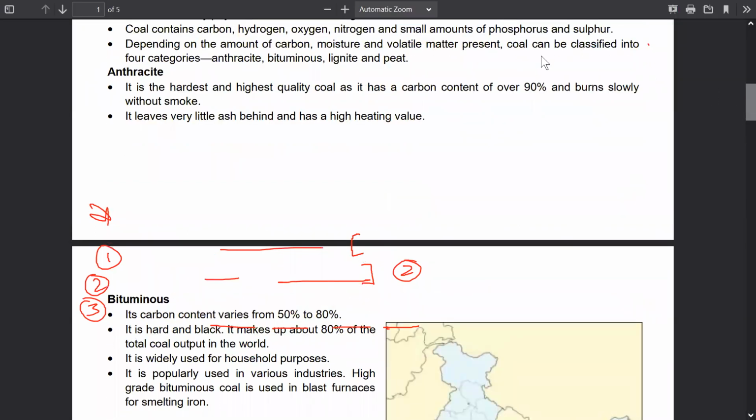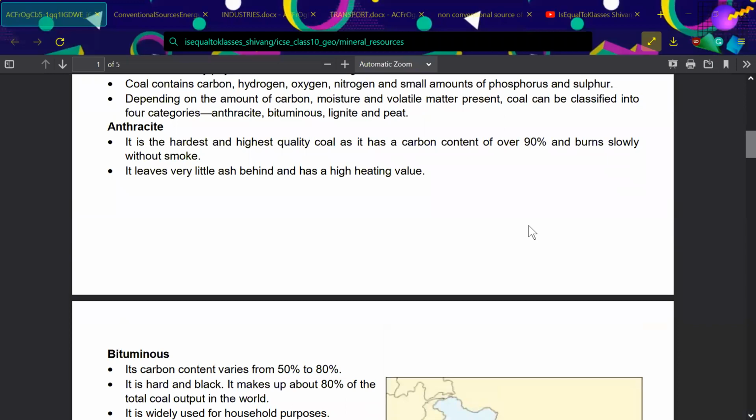First is anthracite. It is the hardest and the highest quality coal, as it has a carbon content of over 90% and burns slowly without smoke. So this is point number one. Point number two, it leaves very little ash behind and has a high heating value.